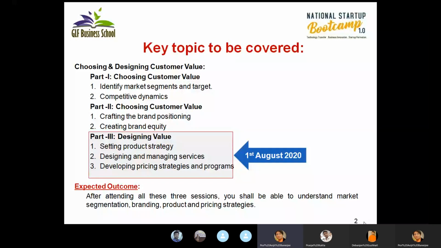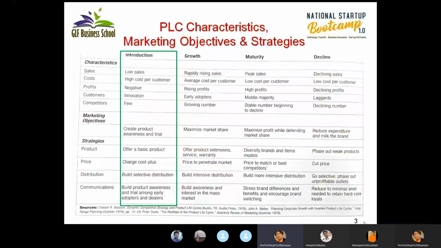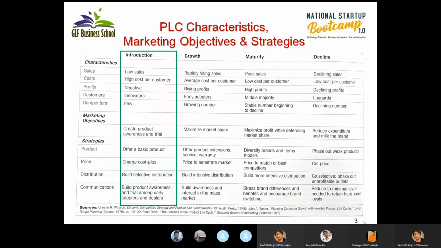Let us first understand product lifecycle characteristics, its marketing objectives, and the different strategies. There are four phases of this life cycle: introduction phase, growth phase, maturity phase, and the decline phase. At present, we are standing at this introduction phase. The characteristics can be explained in terms of sales, cost, profit, customers, and competitors.